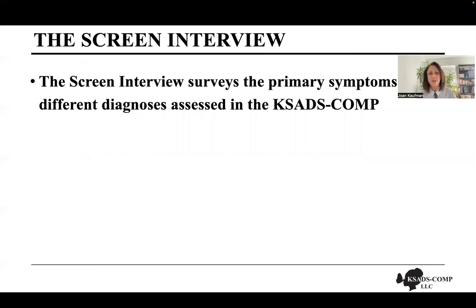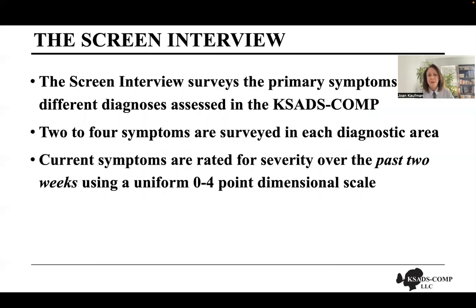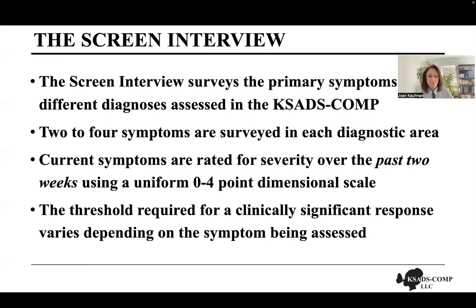So the screen interview, as we've talked a little bit about, surveys the primary symptoms of the different diagnoses assessed with the KSADS-COMP. On average, there are 2 to 4 symptoms in each of the different diagnostic screen areas. Current symptoms, and we'll talk a little bit more about this in a second, are rated over the past 2 weeks using a uniform 0 to 4-point rating scale, which is different because, as we said, the paper and pencil KSADS had a different rating scale for every single item. The thresholds required for a clinically significant response vary depending on the symptom being assessed.